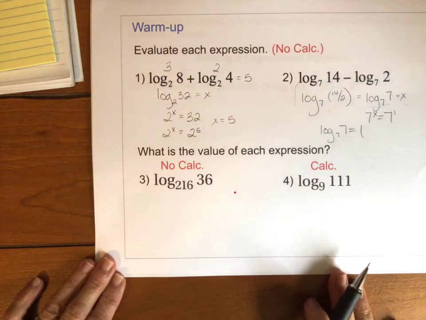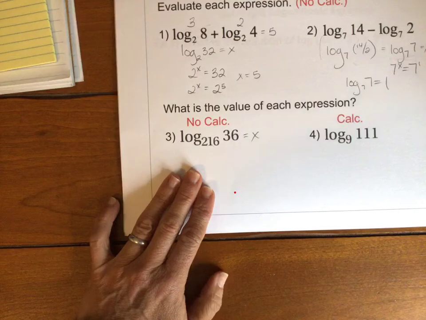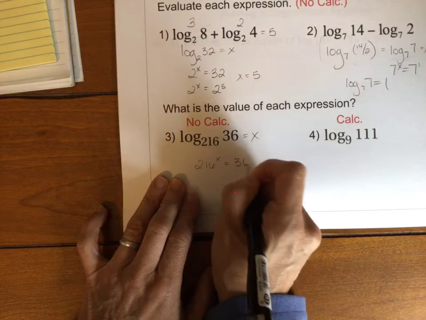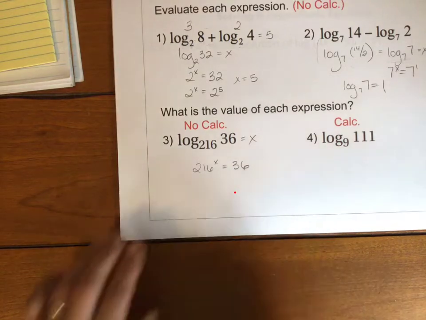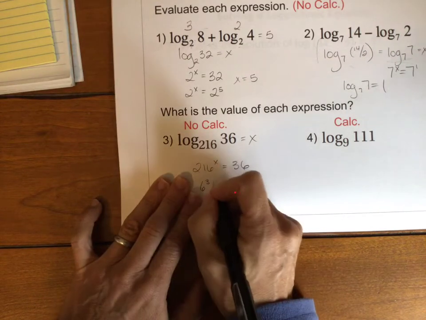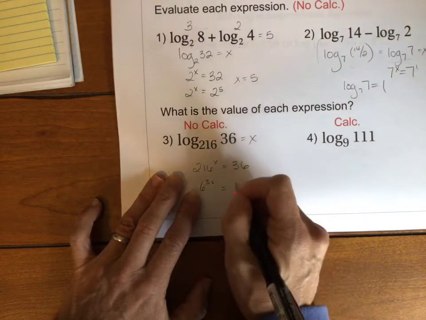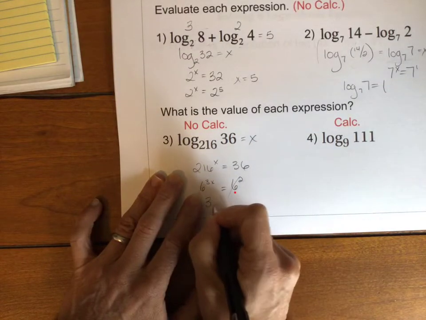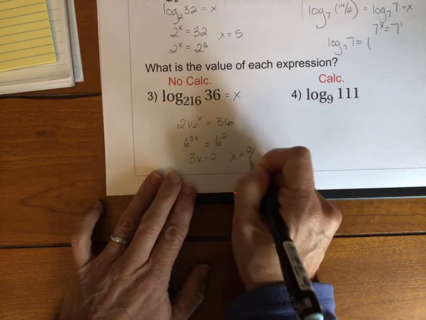All right, number 3. When it says no calc, that's a hint that you can make the bases the same and that you should put it into exponential form. So we're going to have 216 to the x equals 36. And then the only thing that those have in common as far as bases would be base 6. So 6 cubed is 216, and that is all to the x, so that ends up being 6 to the 3x. And 36 is 6 squared. Once the bases are the same, those just cancel out, and I get 3x equals 2. And then solving for x, I get x equals 2/3.